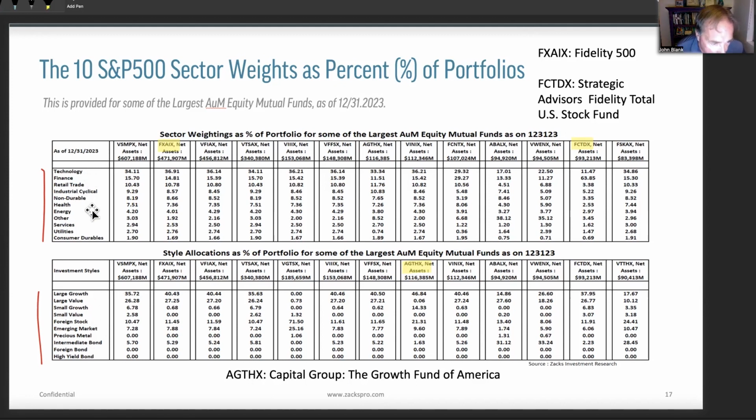So here you've got sectors, and there you've got styles, and here you've got all the ticker names and the assets under management. These are very, very big funds: 94 billion, 112 billion, 600 billion. Keep in mind, these are the really, really big ones.